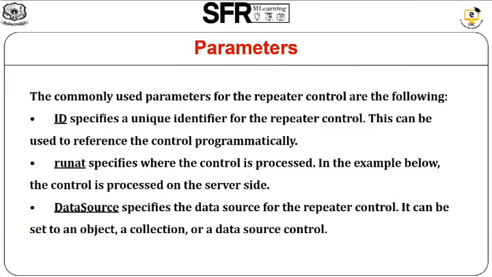Therefore, there are three important parameters in ASP.NET we have discussed. The first one is ID, the second one is runat and the third one is data source.